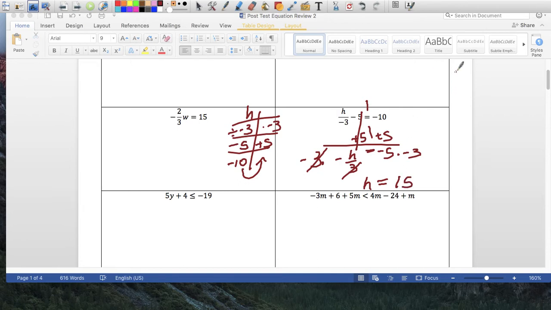If I substitute, I get 15. I'm replacing the h with 15, and I get 15 over negative 3, which is really negative 5, because 15 divided by 3 is 5. Negative 5 minus 5 equals negative 10, and minus 5 and minus 5 is negative 10. So we're good.